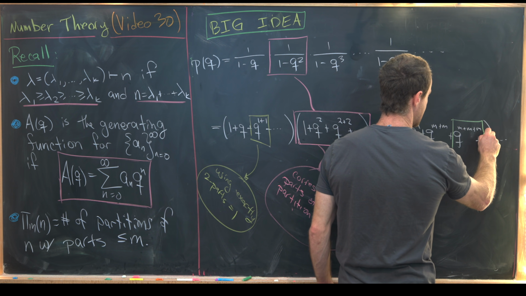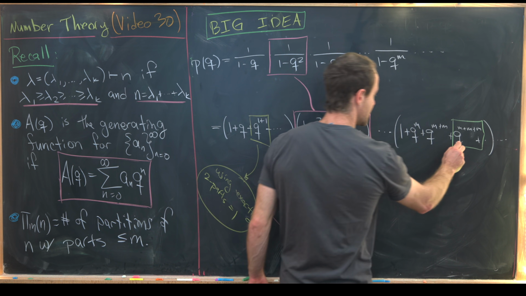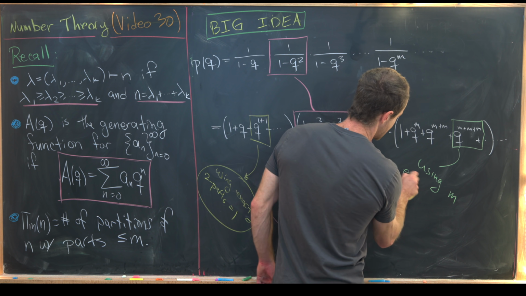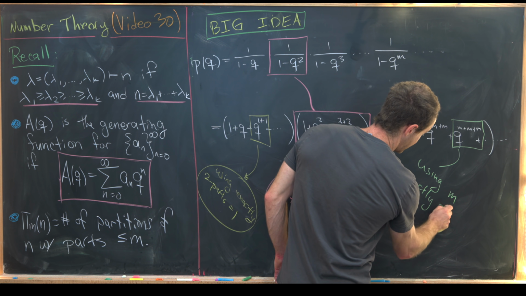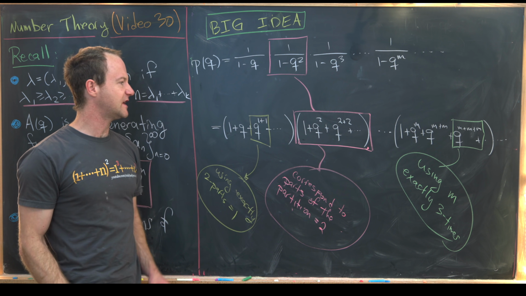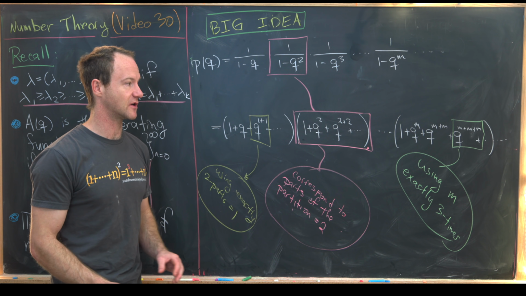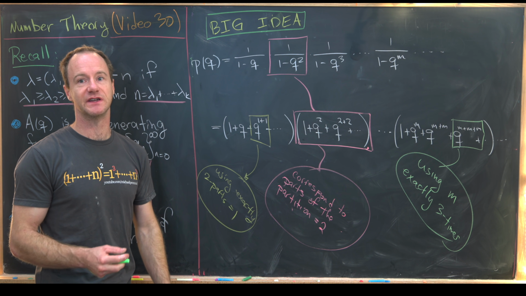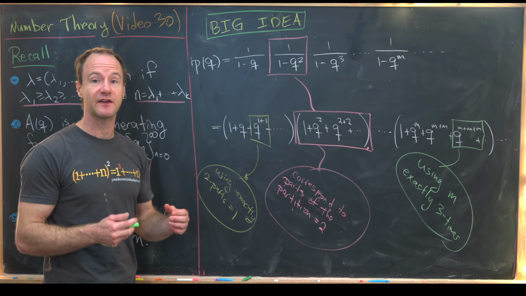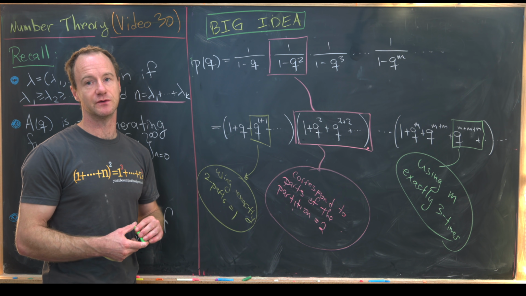So this term right here, which is q to the m plus m plus m, that corresponds to using m exactly 3 times in the partition. So if you've got a feel for exactly how these portions of the generating function build up our counting for the number of partitions, you can actually use this to write down generating functions for restricted partitions pretty easily. That's exactly what we'll do on the next board.